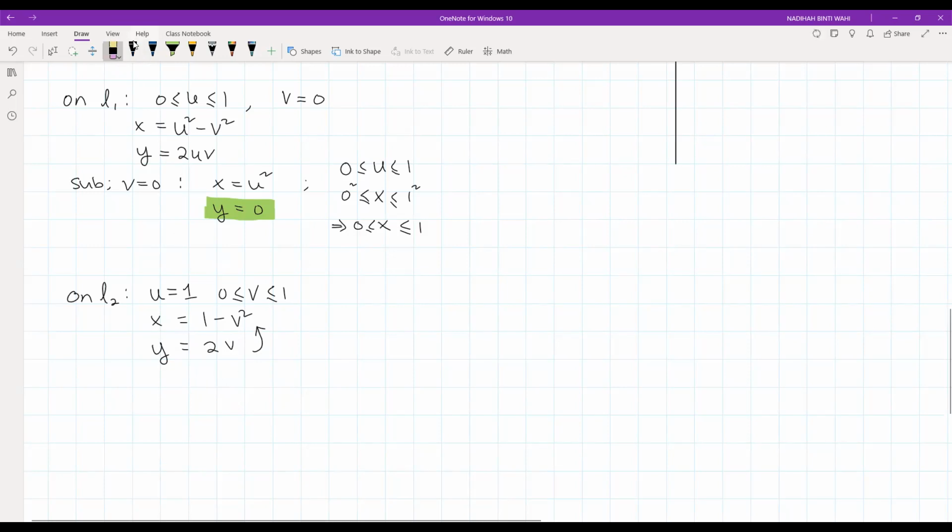So Y equals to 2V, and then we can say X equals to 1 minus 2V squared. Therefore, X equals to 1 minus 4, sorry, 4Y. Actually, 1 minus (Y over 2) squared, because V is 1 over 2Y. So I substitute this into V squared, not this one. Okay, so it becomes 1 minus 1/4 of Y squared.